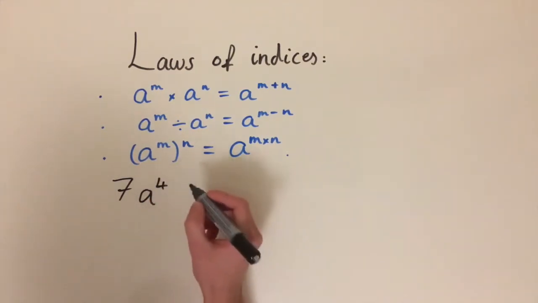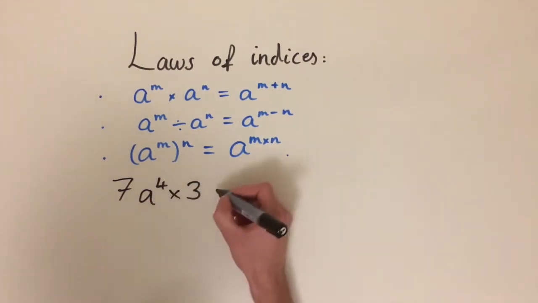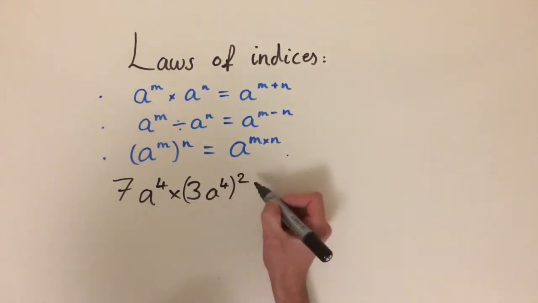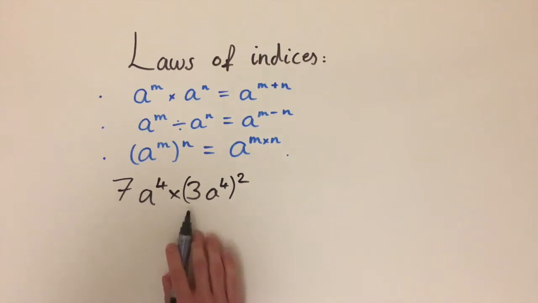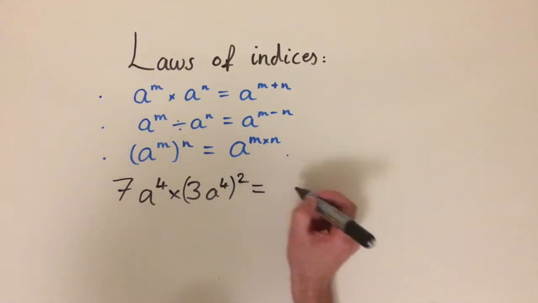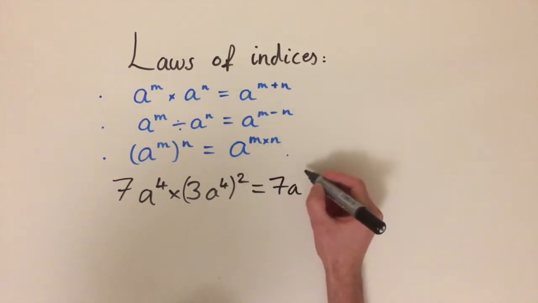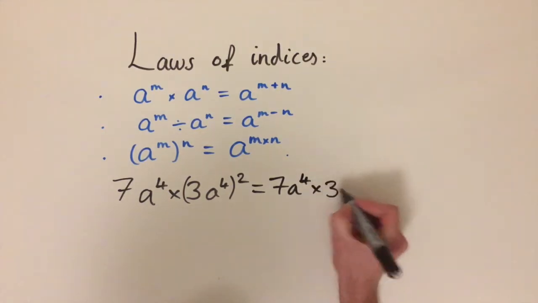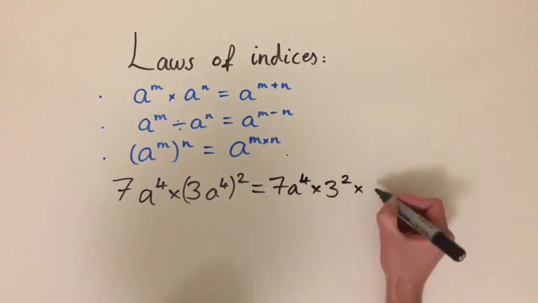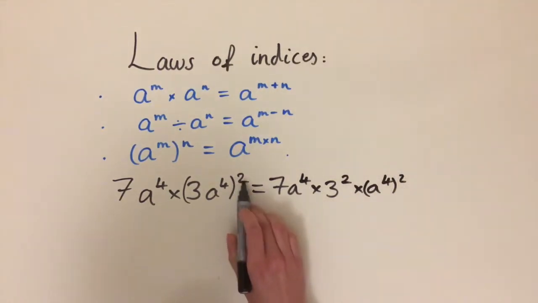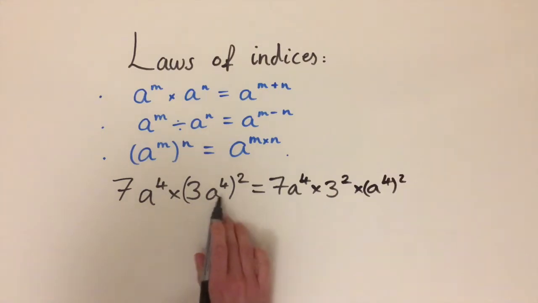7a to the power of 4 times (3a to the power of 4) in brackets squared. So we really need to think about the order that we do the simplification. First off, we're going to look at what's inside the brackets. So we can write this as 7a to the power of 4, just leave this as it is for now, multiplied by 3 squared times a to the power of 4 squared. So we've distributed this 2 across the 2 numbers in the bracket.